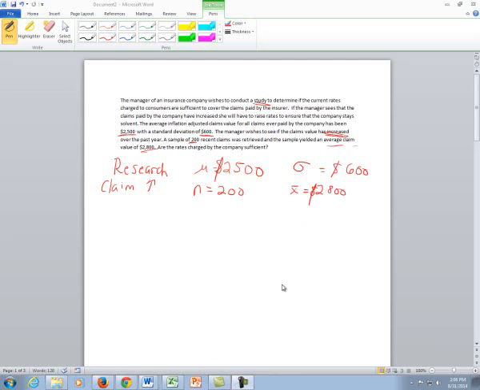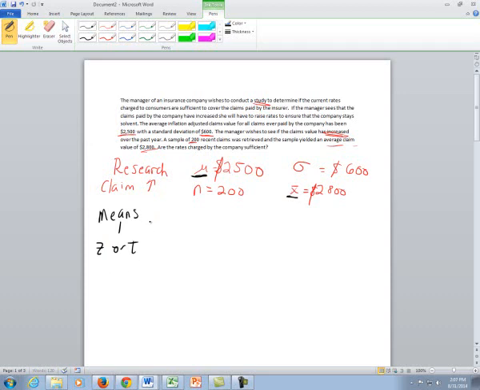Now we have all of the information that we need to answer our problem. The next thing we have to do is figure out what kind of test we're going to run. So let's go through the decision tree we talked about in class. If we recall, the first thing we have to look for is whether we have a test of means or proportions. Obviously we have a population mean and a sample mean right here, so this is a test of means. This means we can do either a z-test or a t-test.